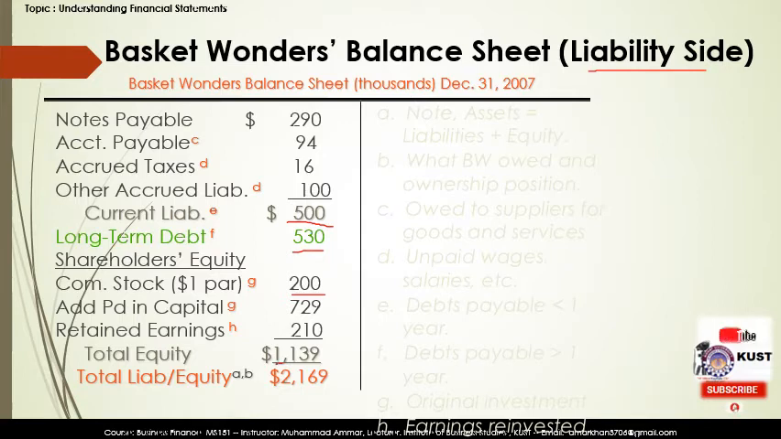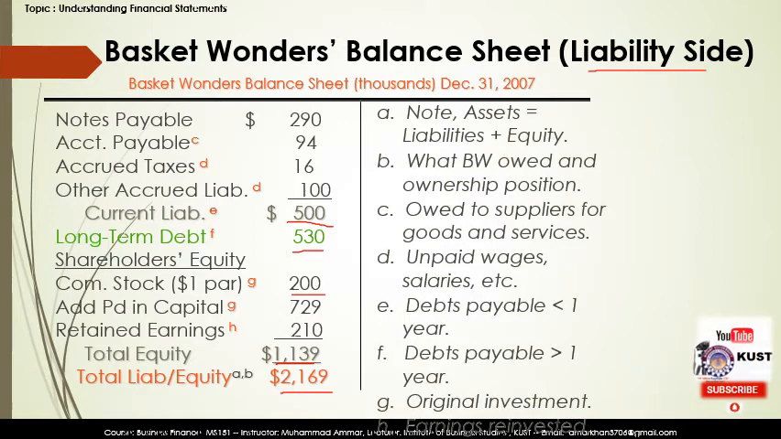The total equity being $1,139, and the total liabilities and equity being $2,169. So overall this is your liability side, and the explanations they have given. Now we have to see these explanations. A stands for net assets is equal to liabilities plus equity, which is given there.